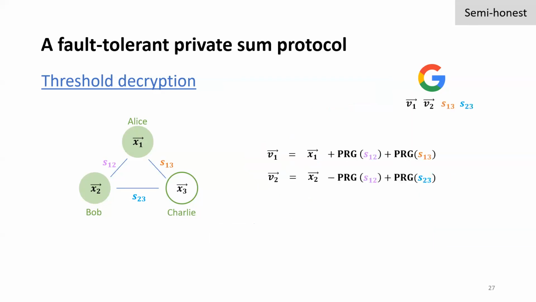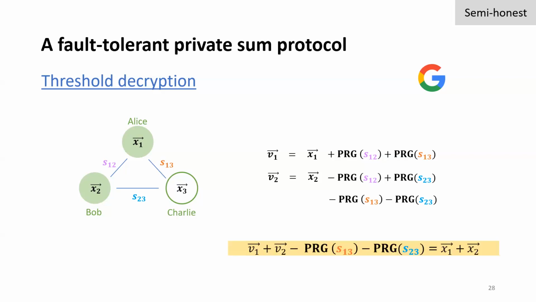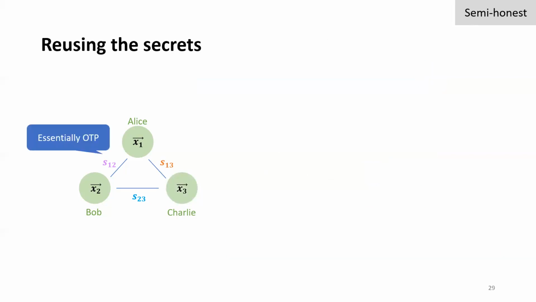Okay, so in a similar way, the server can also recover S23, and now it subtracts the mask from the vectors, and then they will give the server X1 plus X2. Okay, so now we have a fault tolerant sum protocol, which is great. This is 2 round trips between the server and clients. First, the server collects vectors from the clients, and then the server asks decryptors for recovery.